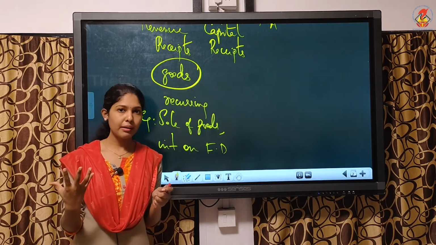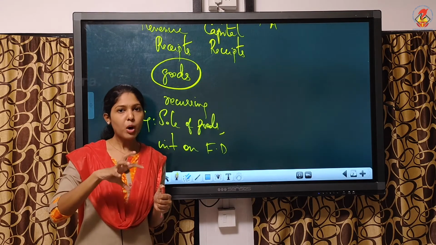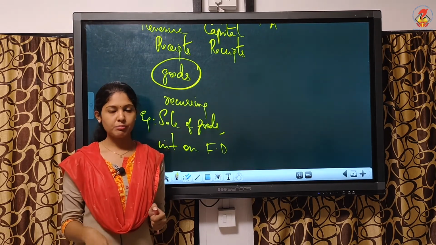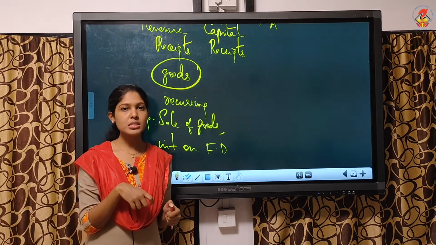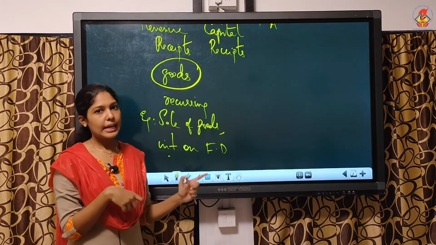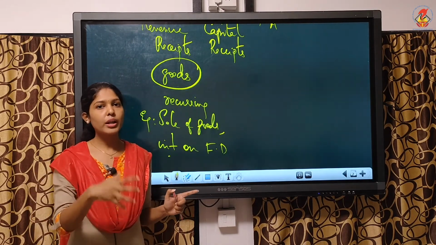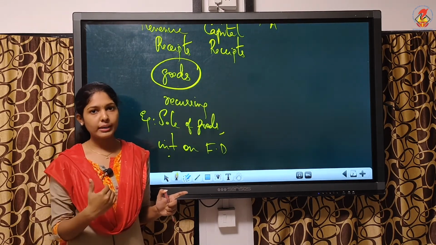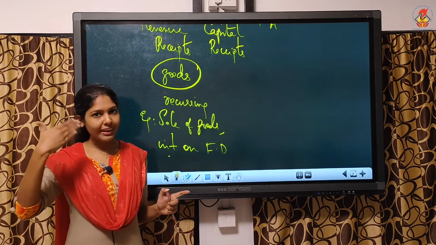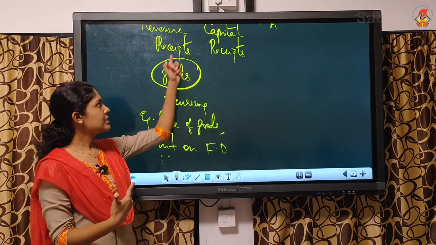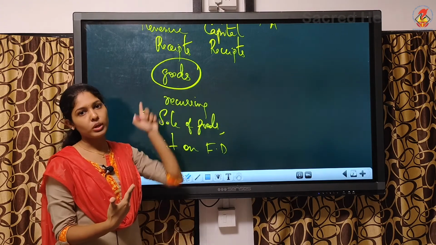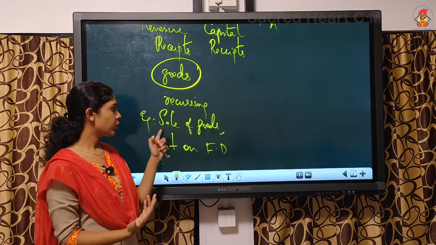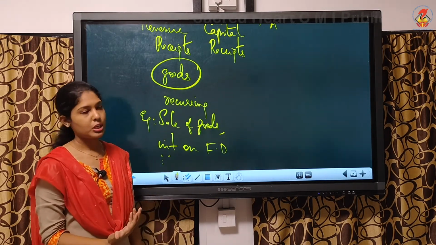All of us have a bank account, isn't it? And we would have deposited some amount in the bank. And on that deposited amount you will earn interest every month. That means on a regular basis you are getting interest on that. So that is recurring in nature. That can be termed as revenue receipts. Other than that, what you can write is sale of goods.